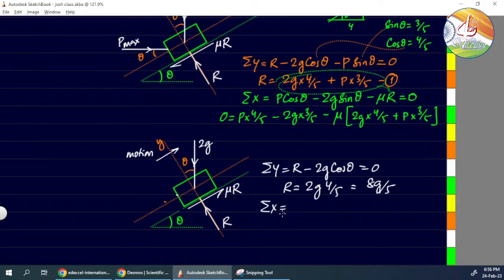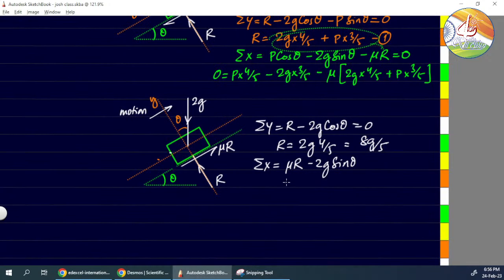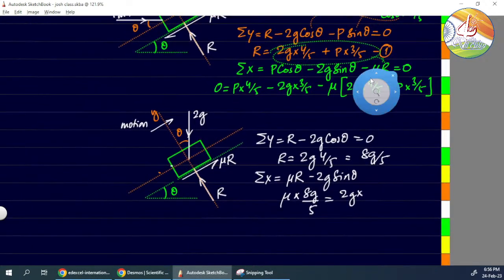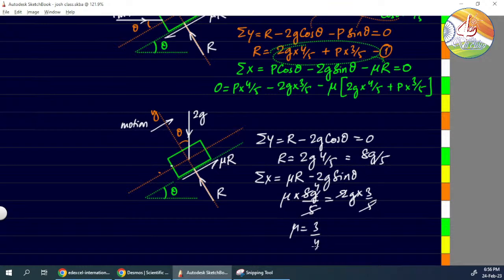Then if you do sigma x, mu times R is in that direction, minus 2g sine theta is in the opposite direction, right? So if we substitute the R value, mu times 8g by 5 equals 2g into sine theta. Sine theta again we found as 3 by 5. So now we can find mu. g and g will cancel, 5 and 5 will cancel, 2 4s. So we get 3 by 4. Correct?